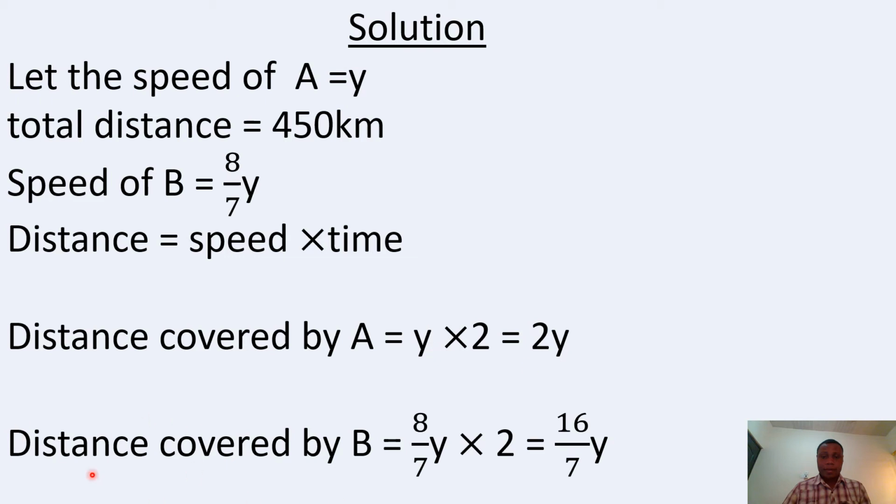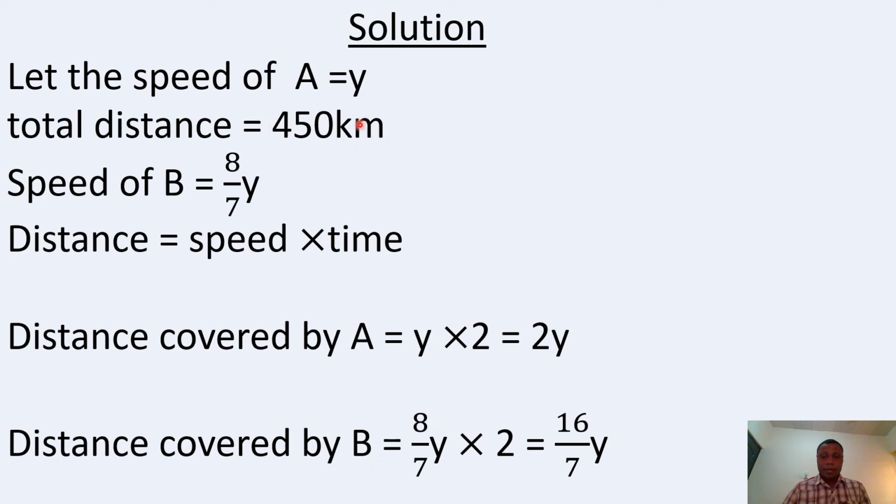Then we find the distance covered by B, which is 8/7 y, the speed of B, times the time 2, and that gives us 16/7 y, 16/7 times y. Now why are we finding the distance covered by A and the distance covered by B? The reason is that we have the total distance covered.